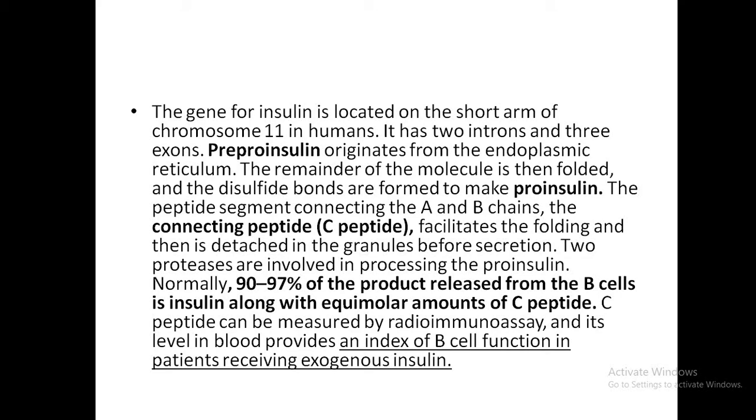There are two proteases involved in processing this proinsulin. Normally 90 to 97% of the product released from B cells is insulin, along with equimolar amounts of C peptide. C peptide can be measured by radioimmunoassay, and its level in the blood provides an index of B cell function in patients receiving exogenous insulin.